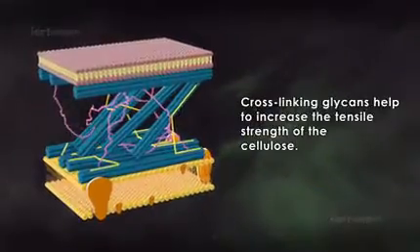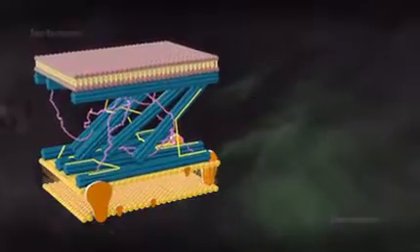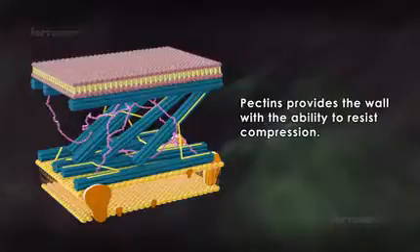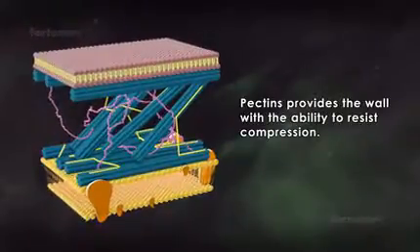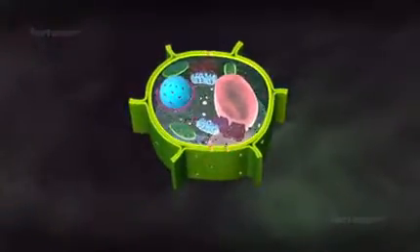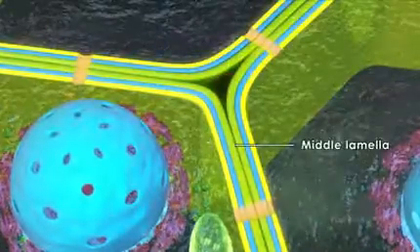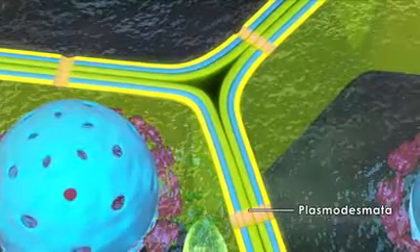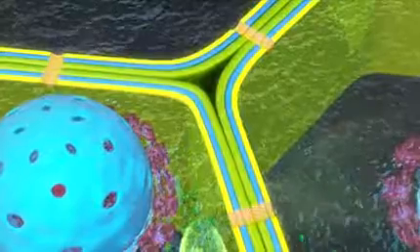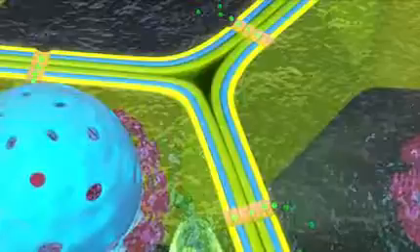The cross-linking glycans help to increase the tensile strength of the cellulose, while the network of pectins provides the wall with the ability to resist compression. The cells of plant tissues are cemented together by an intercellular matrix known as the middle lamella. Several small channels known as plasmodesmata pass through the cell wall and allow the transportation of cytoplasmic molecules between cells.